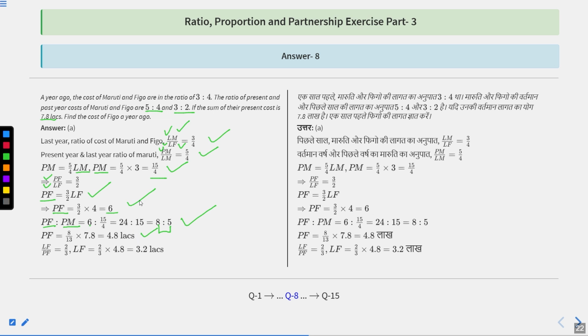Now the question says to find the cost of Figo a year ago. Clear? So we know that the last year price of Figo and present year price of Figo is 2:3. So we can calculate last year price of Figo is 2 by 3 multiplied by 4.8, which is 3.2 lakhs. So A is the correct answer.